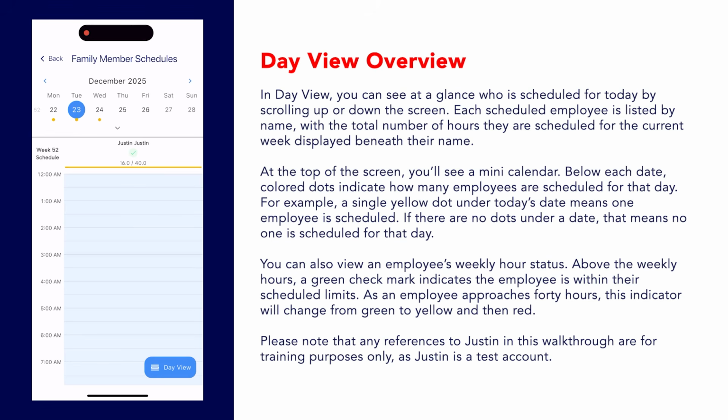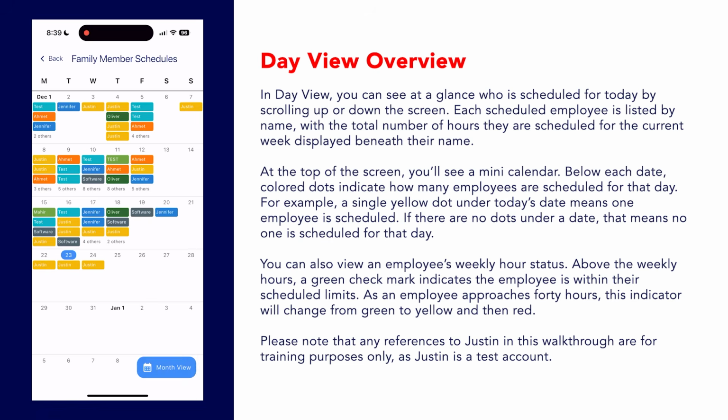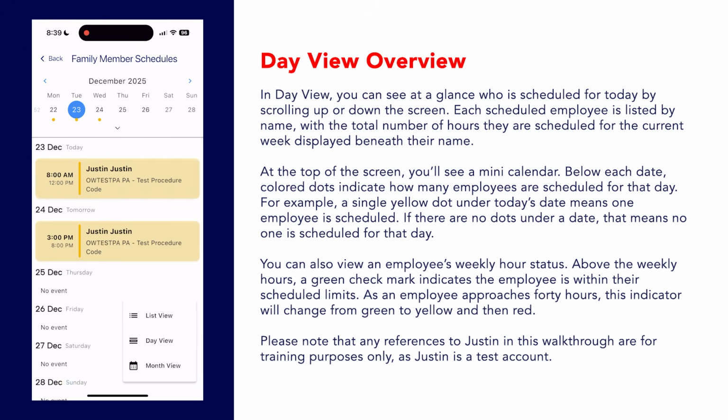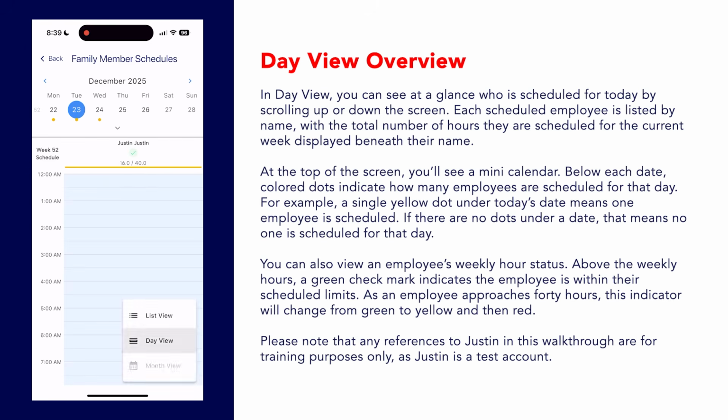In Day View, you can see at a glance who is scheduled for today by scrolling up or down the screen. Each scheduled employee is listed by name, with the total number of hours they are scheduled for the current week displayed beneath their name. At the top of the screen, you'll see a mini calendar. Below each date, colored dots indicate how many employees are scheduled for that day. For example, a single yellow dot under today's date means one employee is scheduled. If there are no dots under a date, that means no one is scheduled for that day.